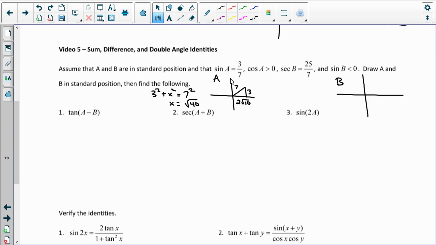Now B, the secant of B, is 25/7. So if that's the case, then sine being negative, cosine and secant are positive in the fourth quadrant, when other things are negative. So secant being 25/7 means that's a 7, 24, 25 triangle.